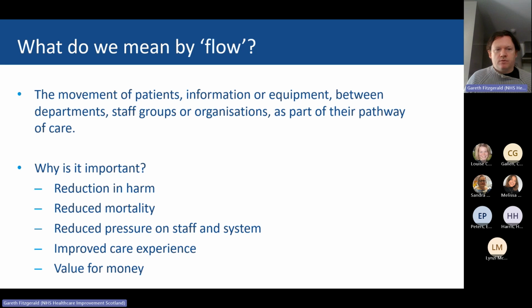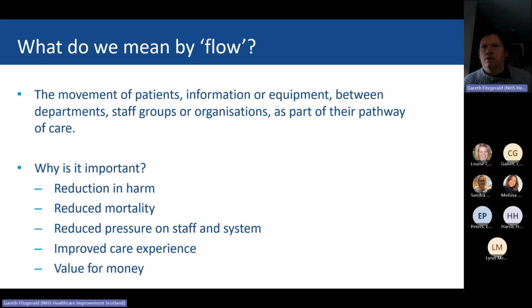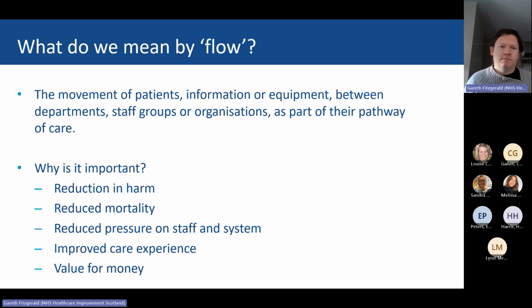Helps us to reduce harm, reduce mortality. Crucially, I think in primary care, the pressure on the staff and the system and the improved care experience might be what we're looking at when it comes to some of those improvements, particularly when we look at some of the scenarios and examples that we'll talk about just a little bit later on.